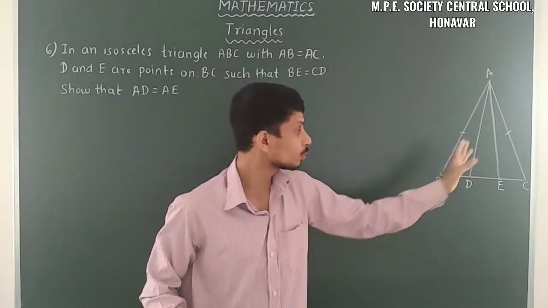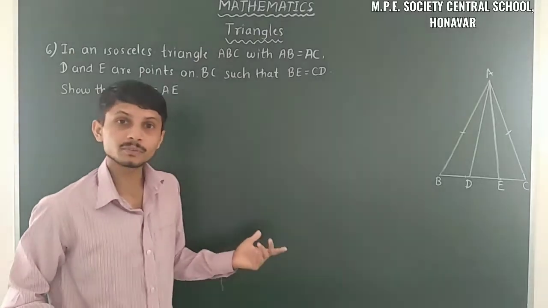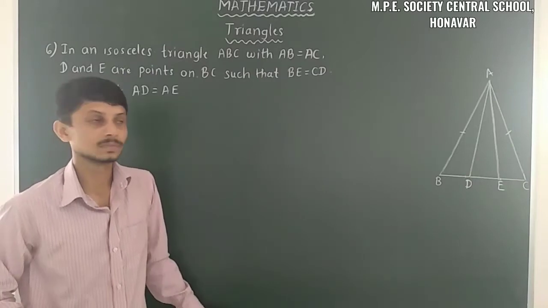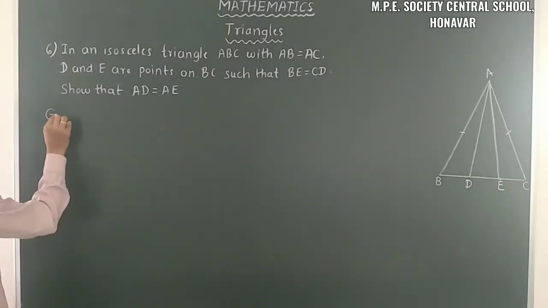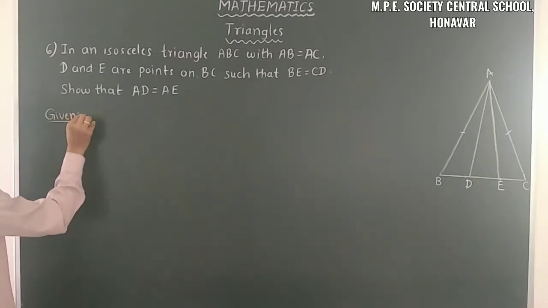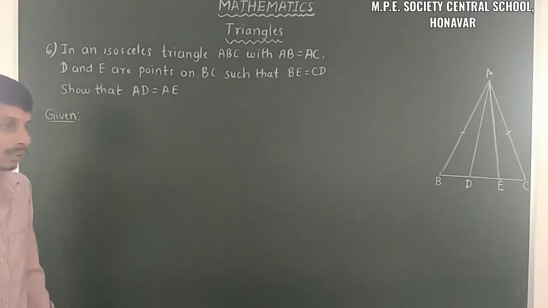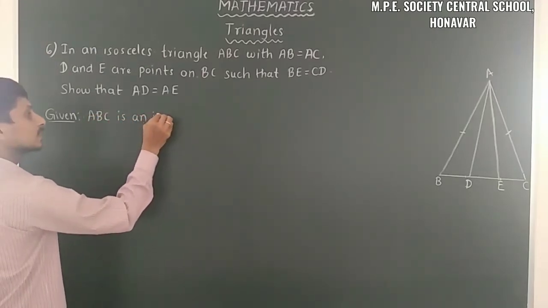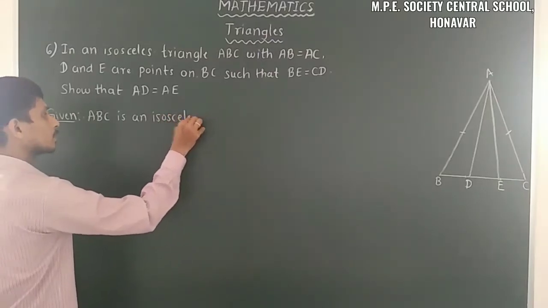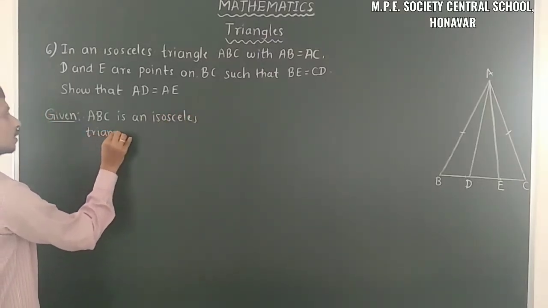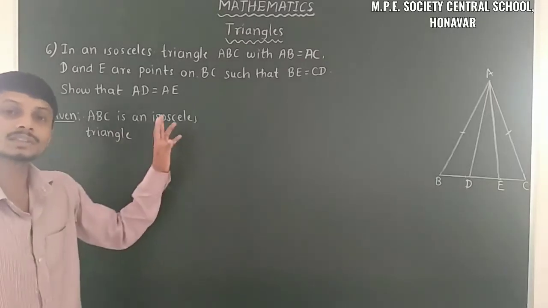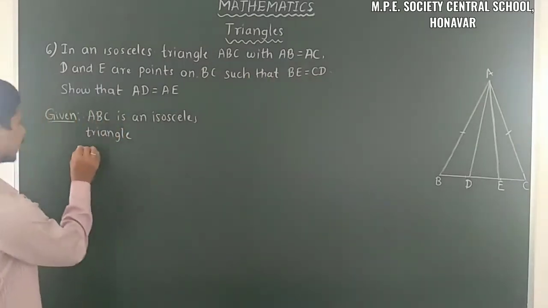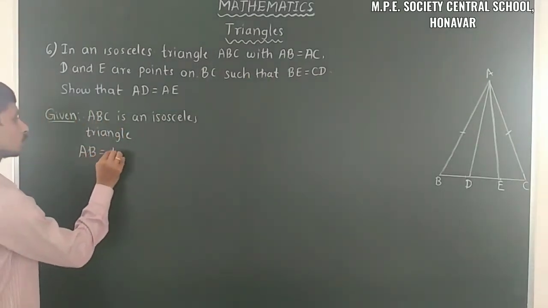Yes. So let us take those two triangles. Before that we have to write the given, the to prove, and finally we have to prove. Firstly, what are the given terms here? Given: it is given that ABC is an isosceles triangle. Isosceles triangle means any two sides are equal here. So that's why AB is equal to AC.